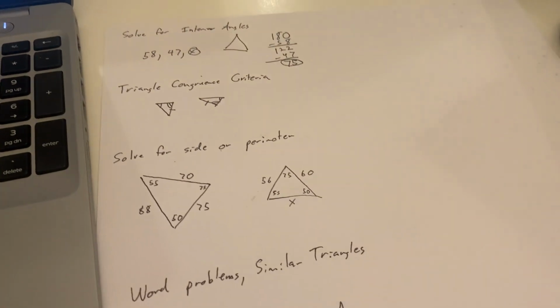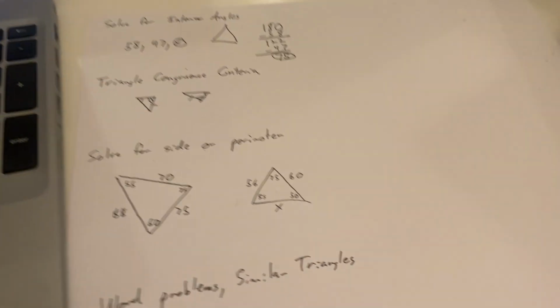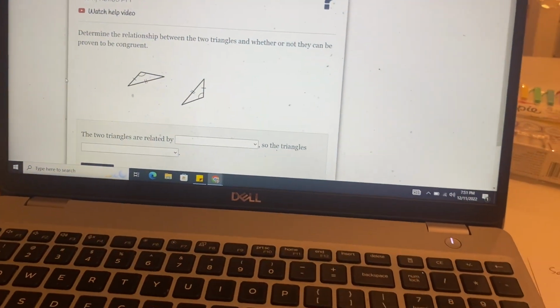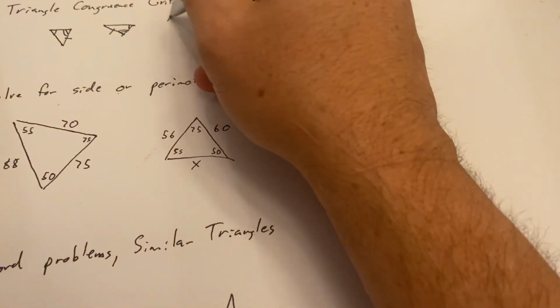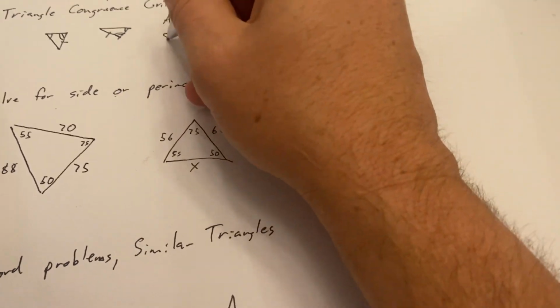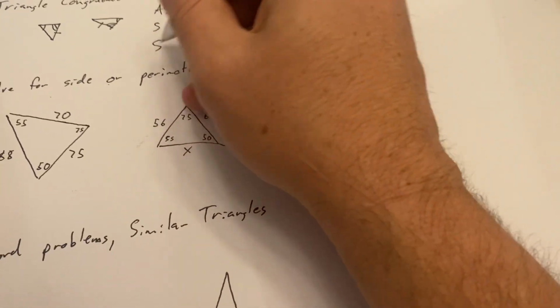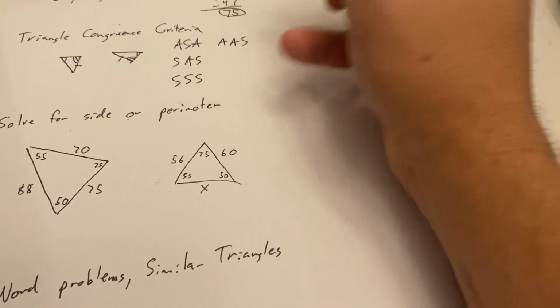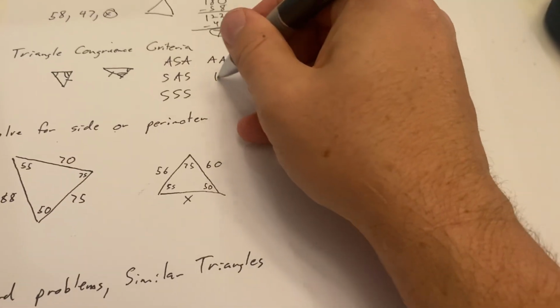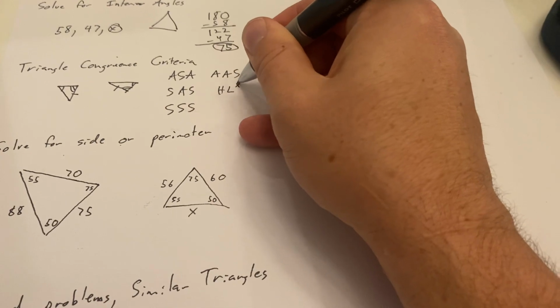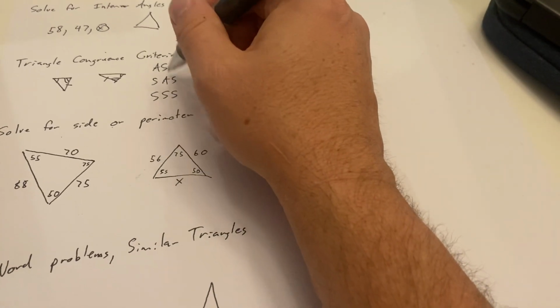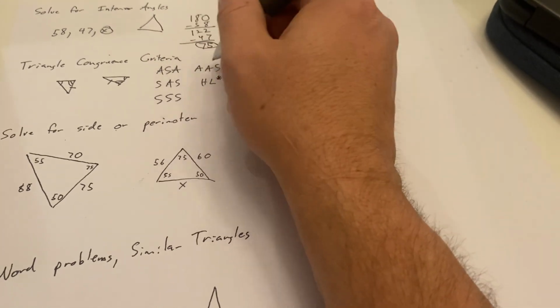The next one is the Triangle Congruence criteria. They give you a couple of triangles. They say, hey, can you prove these congruent or not? Remember, we have angle, side, angle. We have side, angle, side. We have side, side, side. We have angle, angle, side. That's the kind of complex, weird one. We have hypotenuse, leg, and you can put a star by this one. I don't know if they even have that on there. It's mostly focused around these right here.